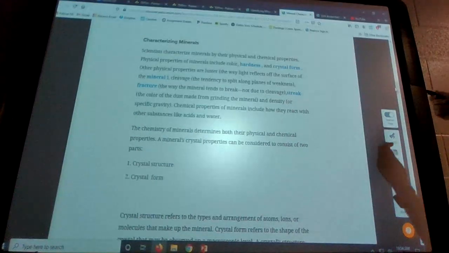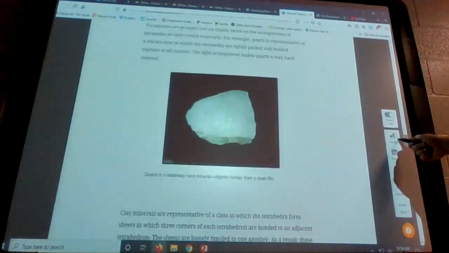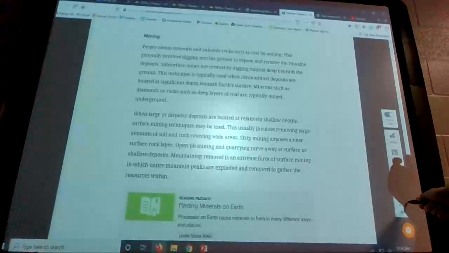It's assigned. And so do this ideally before you leave the classroom today, and then you won't have to worry about it over spring break. Let's see.